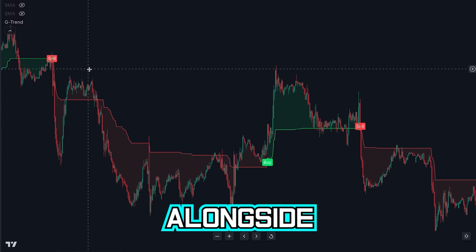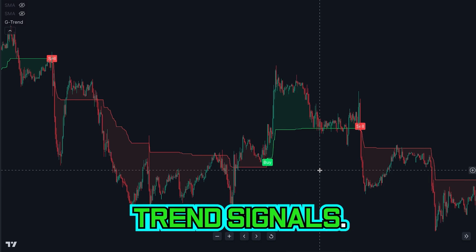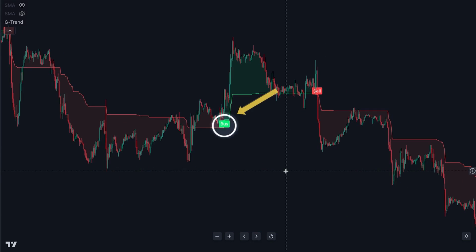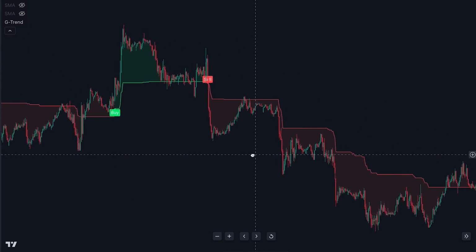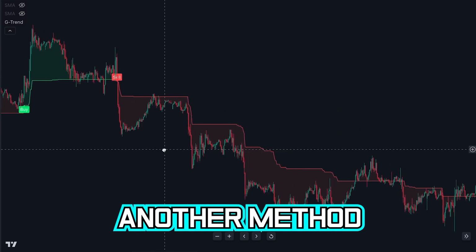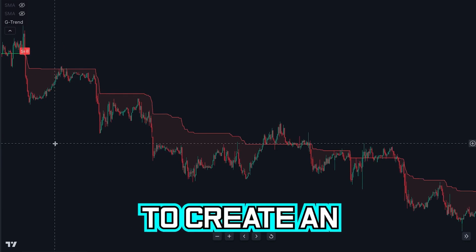Using the indicator in its most basic form, we can see we have these buy and sell labels. Pairing the indicator alongside your analysis, you can use this indicator to find reversal or trend signals. Buying when the label prints buy and selling when the label prints sell, and holding until the opposing signal is printed.